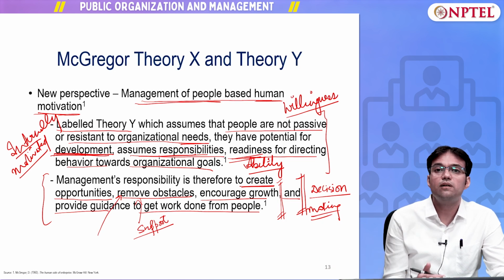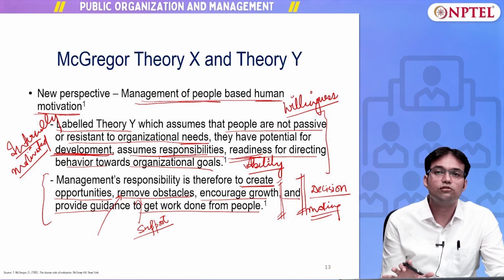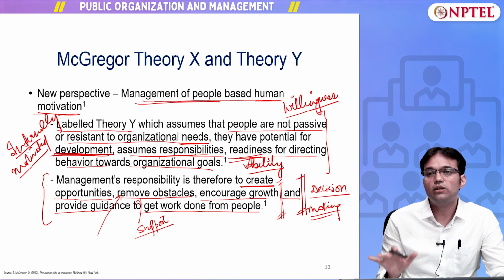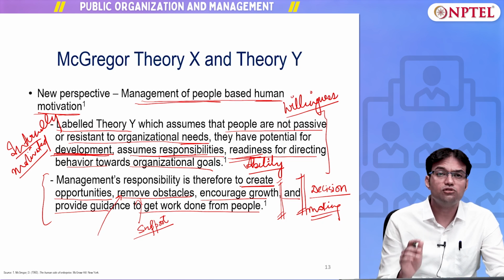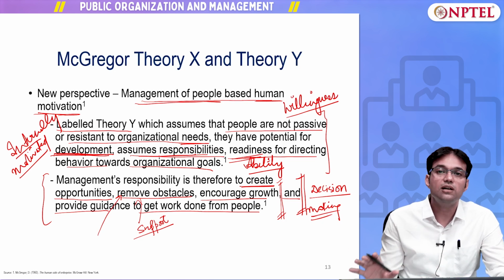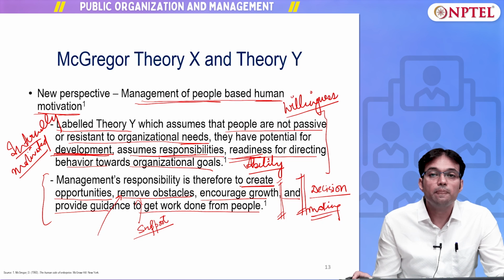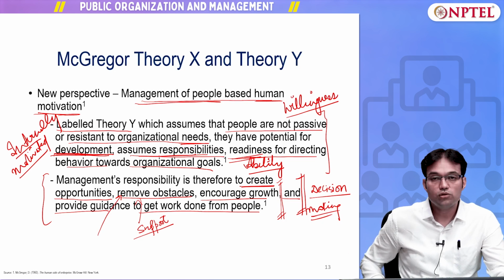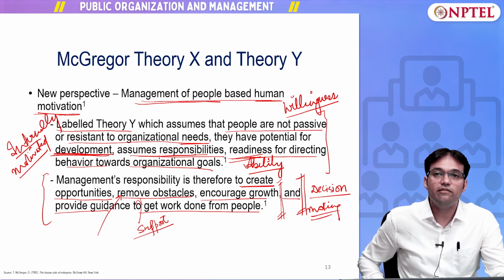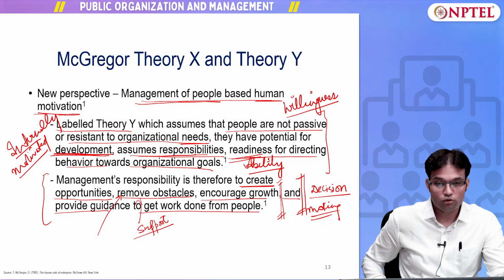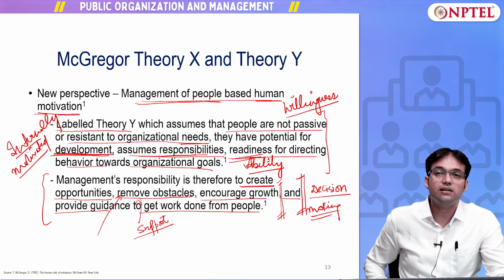On the other hand, people with label X will be forced to do work, right? It is not the work which gives them immense satisfaction. So you have to give them some external stimulus so that they are working according to the desired behavior required by the organization. So these are the contributions of McGregor's theory X and theory Y.